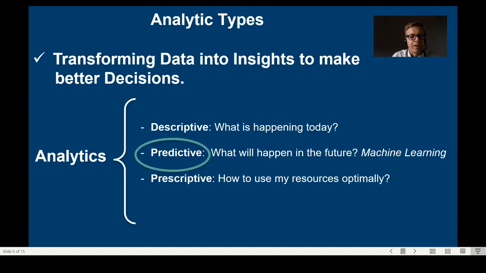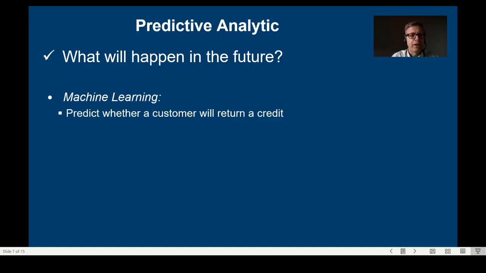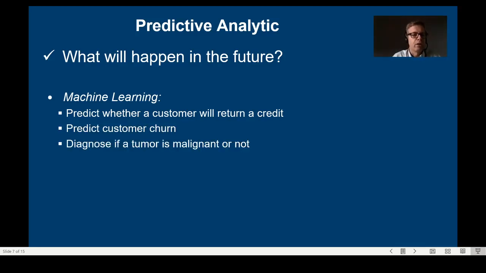Second analytics, predictive. This will help me to predict what will happen in the future or to diagnose the future. For example, some examples of this machine learning technique: it helps me to predict if a customer that is coming to my bank office is going to return the credit so I can give it, or to predict if a customer from a telco company is going to churn, or to diagnose, if I see an X-ray image, if a tumor is malignant or not, or to diagnose if my email is spam, or even to recommend a movie.